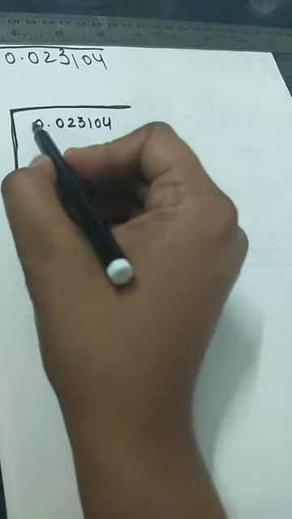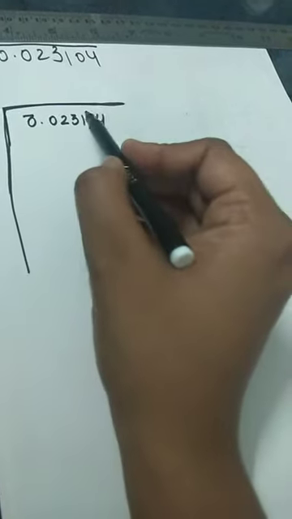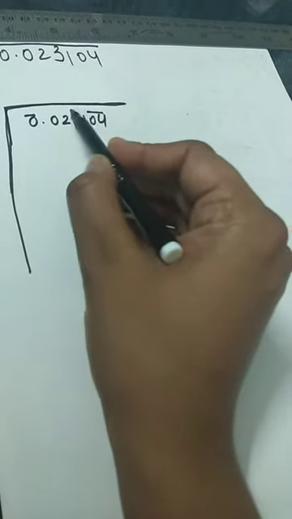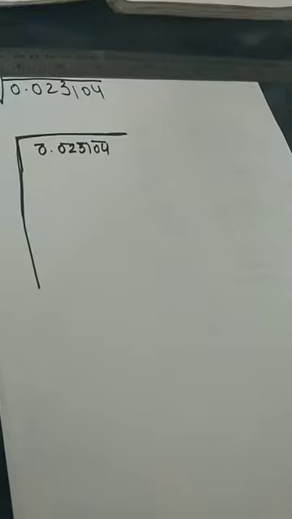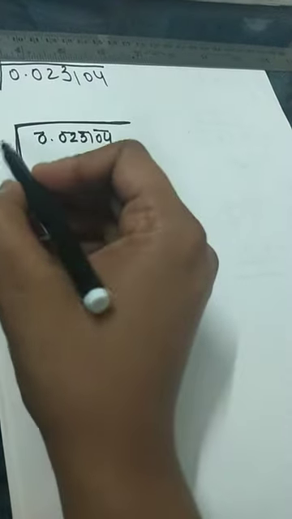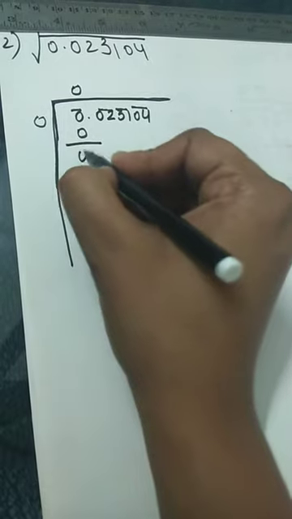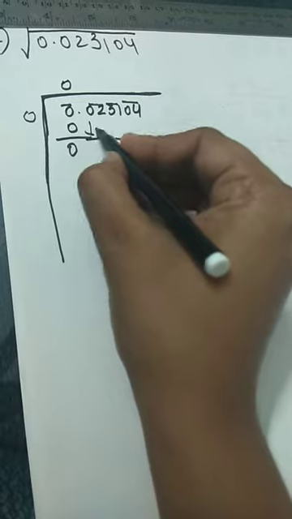Now we will separate the whole number differently and the decimal number differently from right hand side, and we will make the pairs. Now you can see that in our whole number we are having 0, so we will take it 0 times. 0 zeros are 0. We will copy down our next pair, that is 02.